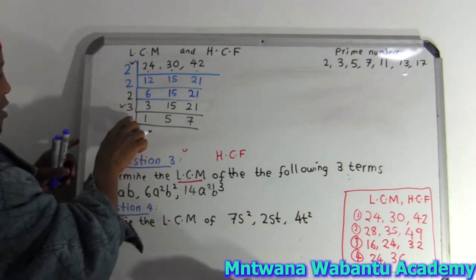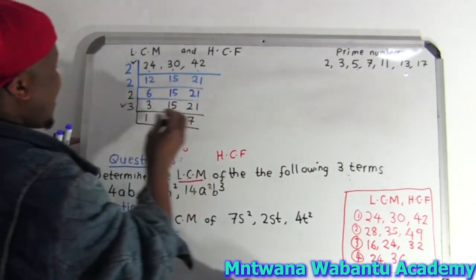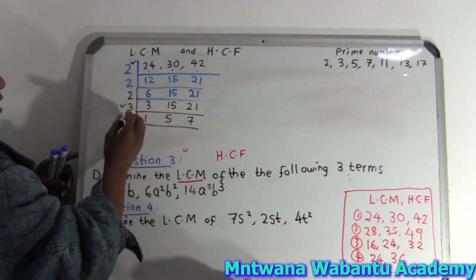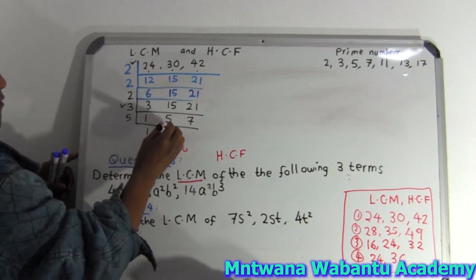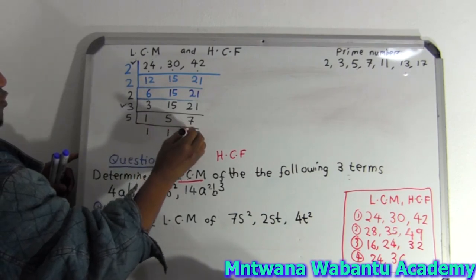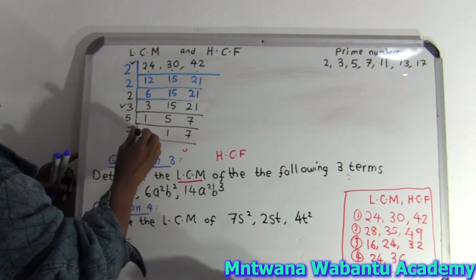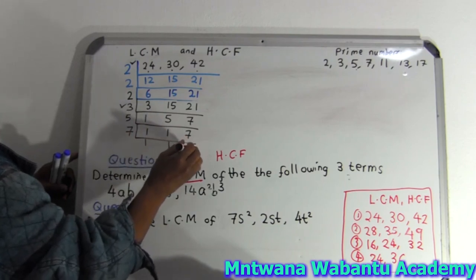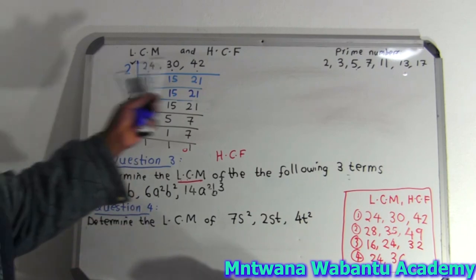Now, what is the next number? Can 3 go? No, 3 is not. So we have to go for the next one, 5. Can 5 go into any of them? Yes, 5 goes into this one. This one? No. 5 into 1? No. So we write our 7, let me write our 7, as it is, and this is going to be 1. You know what I'm saying? So we find only two numbers which divide the whole group.